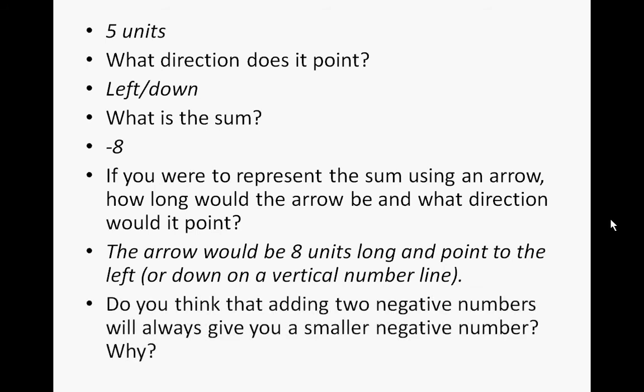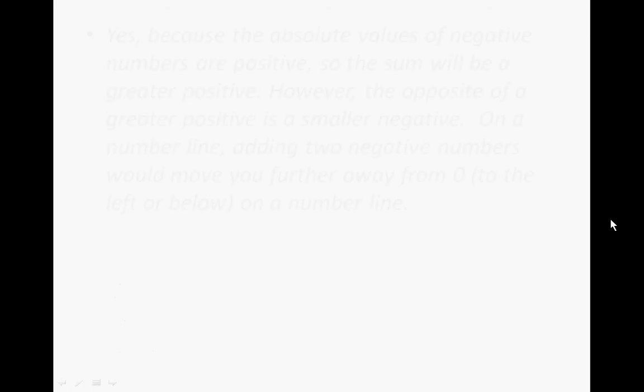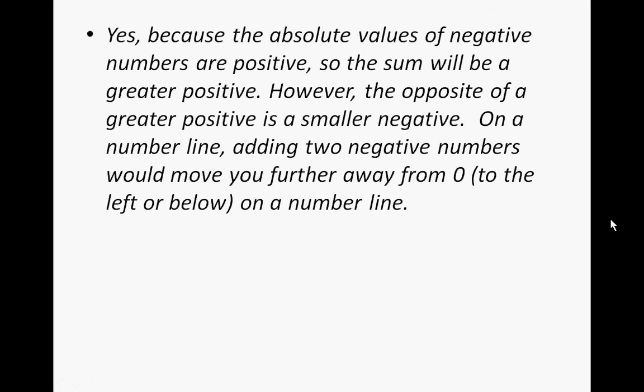So do you think that adding two negative numbers will always give you a smaller negative number, and why? The answer is yes, because absolute values of negative numbers are positive, so the sum will be a greater positive. However, the opposite of a greater positive is a smaller negative. So on a number line, adding two negative numbers would move you farther away from 0 to the left or below on a number line.